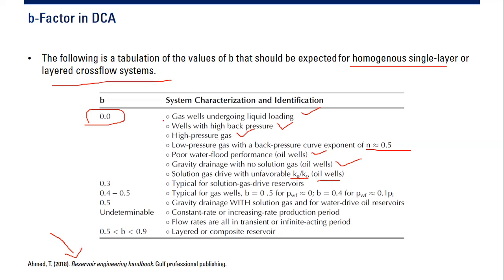I will close this video by discussing only exponential decline, or B equals 0. For B greater than 0 and below 1, where we will have a hyperbolic or harmonic trend, we will talk about this later on.